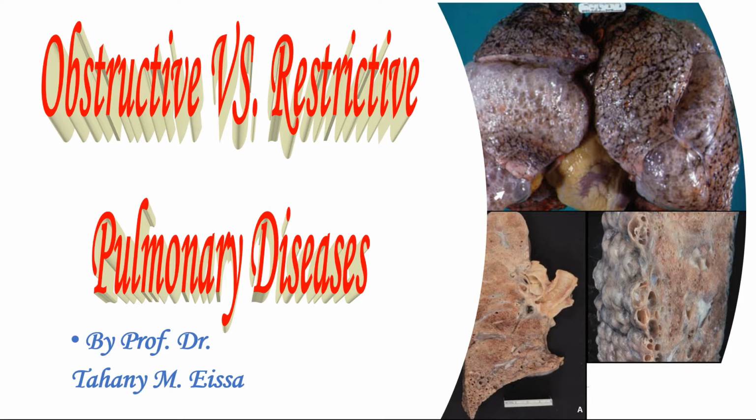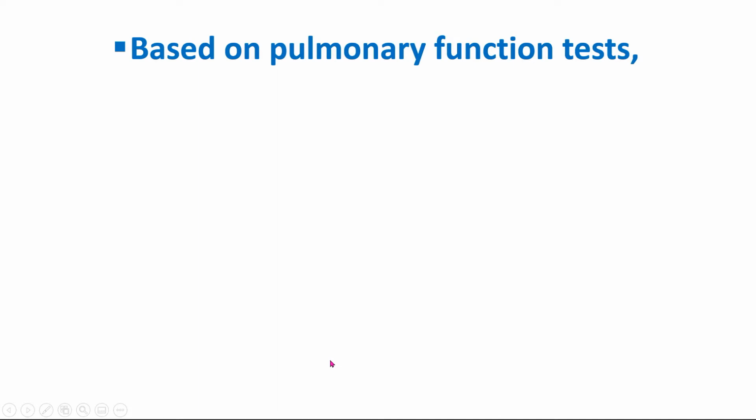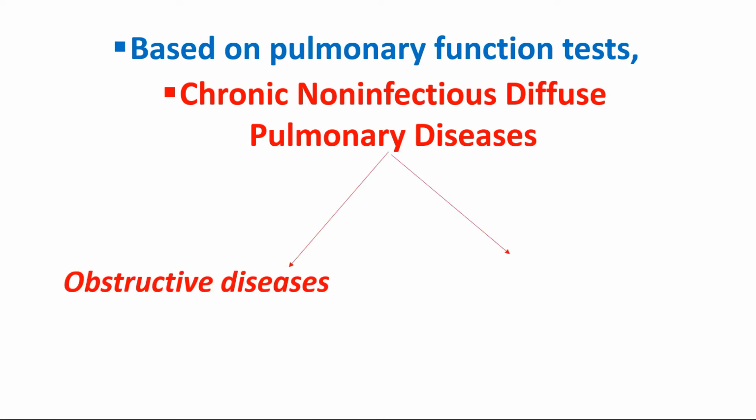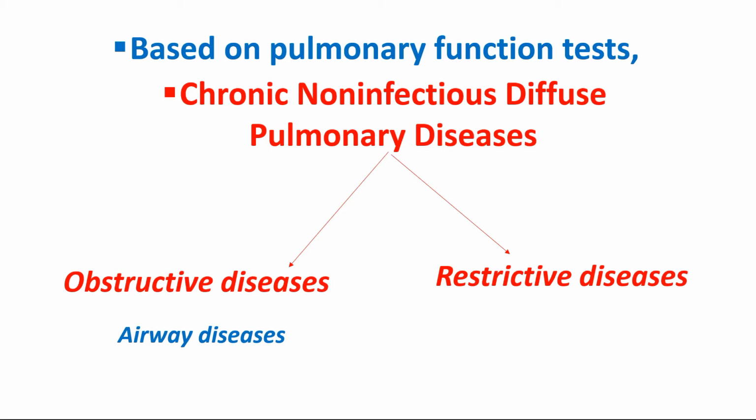Today we are going to talk about obstructive versus restrictive pulmonary diseases. Based on pulmonary function tests, chronic non-infectious diffuse pulmonary diseases can be classified into two big categories. The first is obstructive diseases and the second is restrictive diseases. Obstructive diseases means it is airway diseases and restrictive diseases means it is parenchymal diseases. Let's start with obstructive pulmonary diseases.